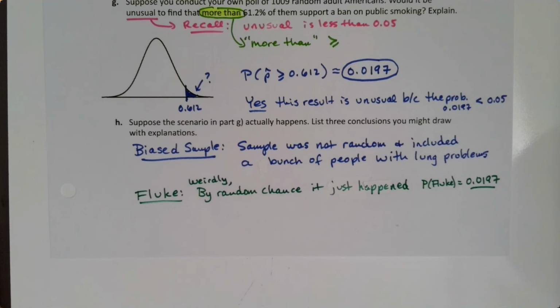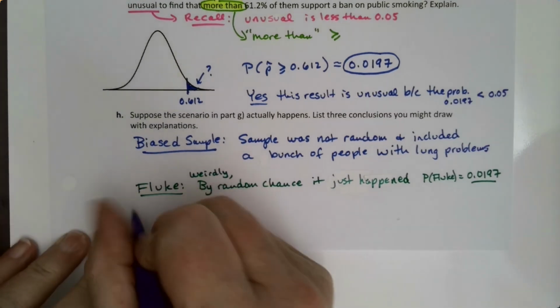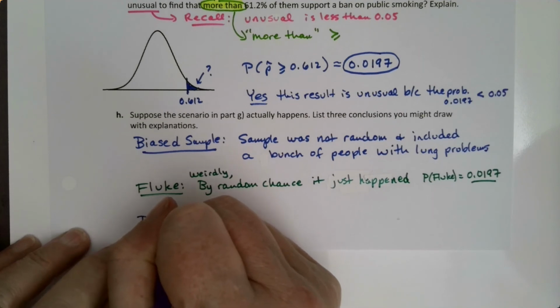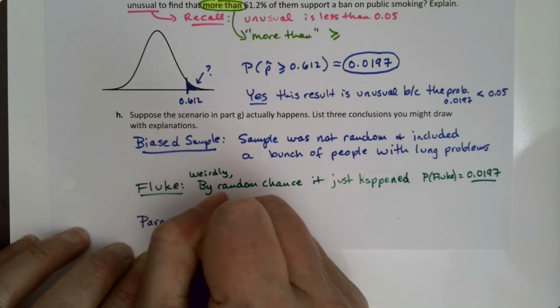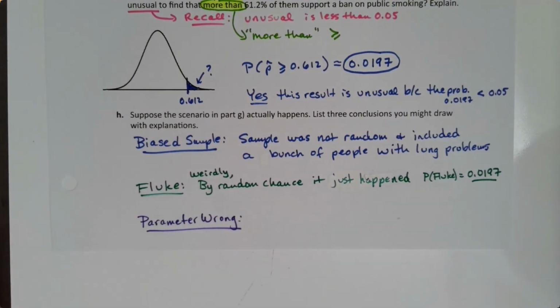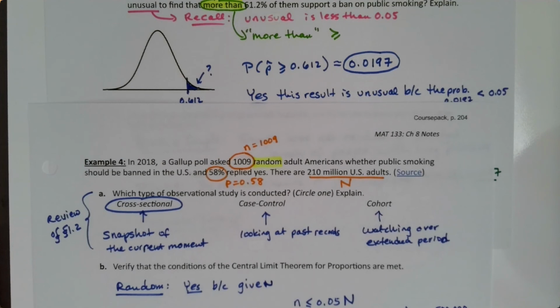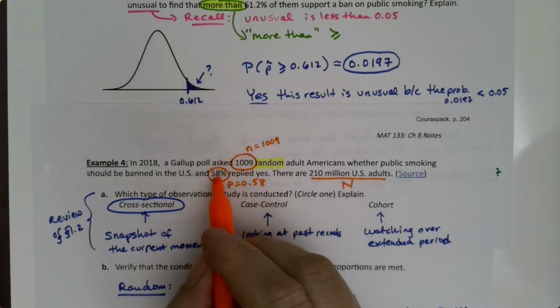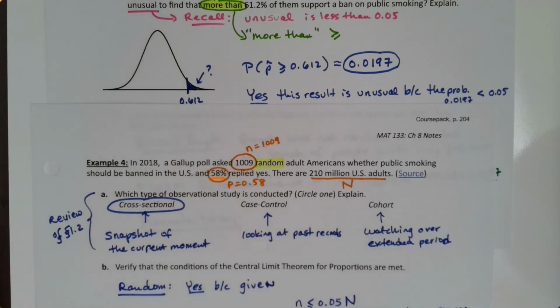Who knows? And then the third option will be that the parameter, there's only one in this section, was wrong. Now, what was that parameter? Well, let's go back a page. Everything we did in this entire problem was based on one number, at its heart. The only population value we knew was this value right here. That's our parameter.